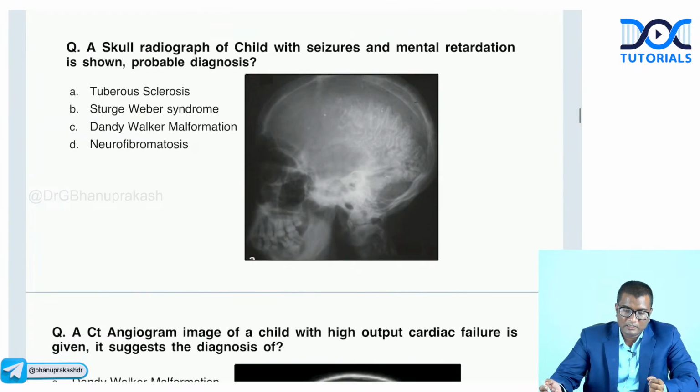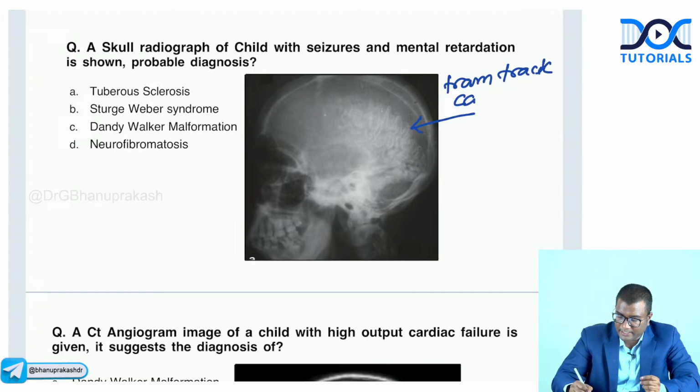Next thing, look at this next question. A skull radiograph of a child with seizures and mental retardation is shown. What is the likely diagnosis? If you see this skull radiograph, you see a lot of tram track calcification, irregular vascular tram track calcification, seen on the radiograph. And this is a child with seizures and mental retardation. This is classic Sturge-Weber syndrome.